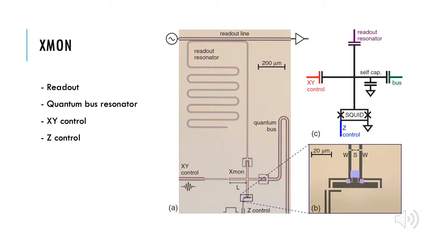As its name indicated, Xmon qubit has 4 arms, and its 4 arms connect to elements with different functions. As shown in Figure A, a readout resonator coupled with a waveguide is on the top, a quantum bus resonator on the right in order to mediate between other qubits, XY control on the left to excite the quantum state, and Z control on the bottom to tune the qubit frequency.